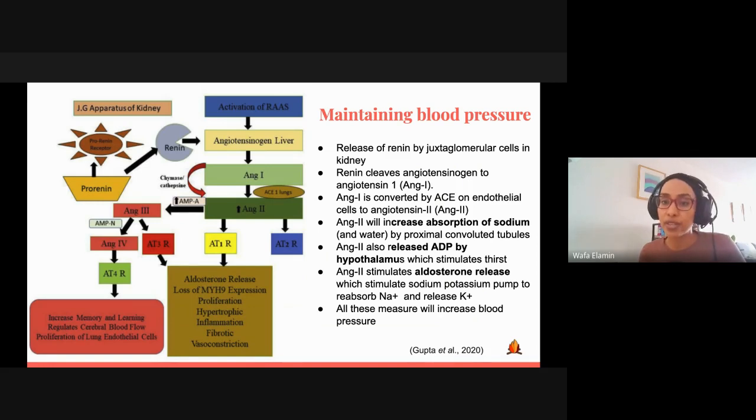And then the third key mechanism is it's going to really stimulate the release of ADH by the hypothalamus, and that's going to stimulate this feeling of thirst, so an individual will want to drink more and more water, and in that way maintain blood volume. So that's the normal system of what goes on. When there is overactivation of this system, then we can start getting some key issues in relation to hypertension.